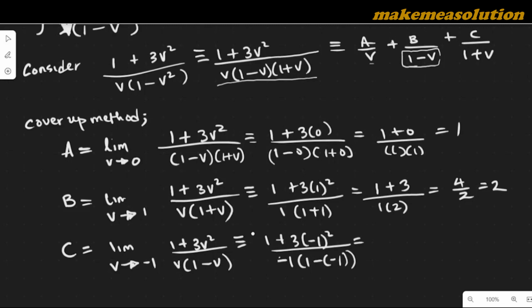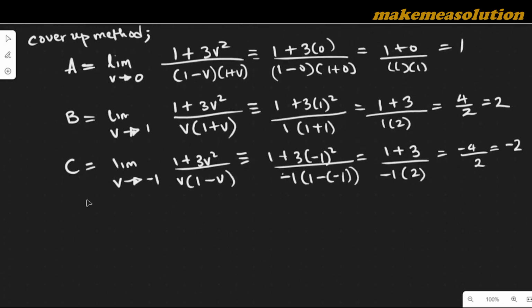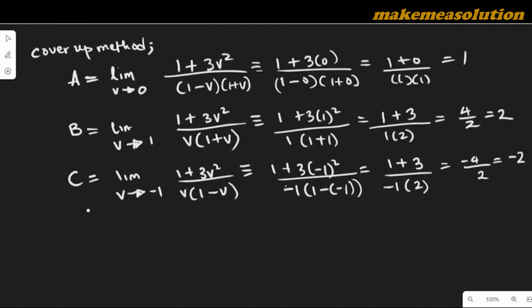Okay, so this gives me 1 plus 3 over minus 1 into 2, and this gives me negative 4 over 2, which is actually negative 2. Okay, now we've gotten A, B, and C. Therefore, the partial fraction of this particular expression, 1 minus v, 1 plus v, evaluates to A plus 1.